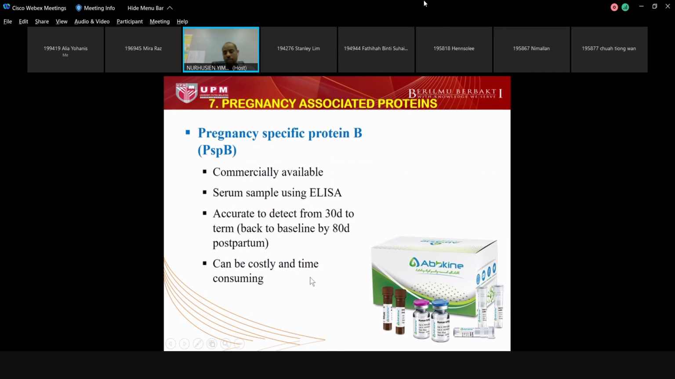But at the same time, another major problem with this test is it can be very costly as well as time consuming, because you have to order the kit, and then getting the kit also will take a lot of time to get it delivered to you before you analyze the sample.